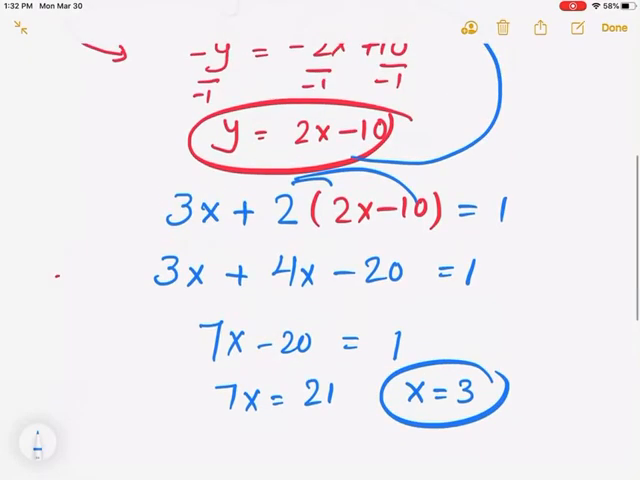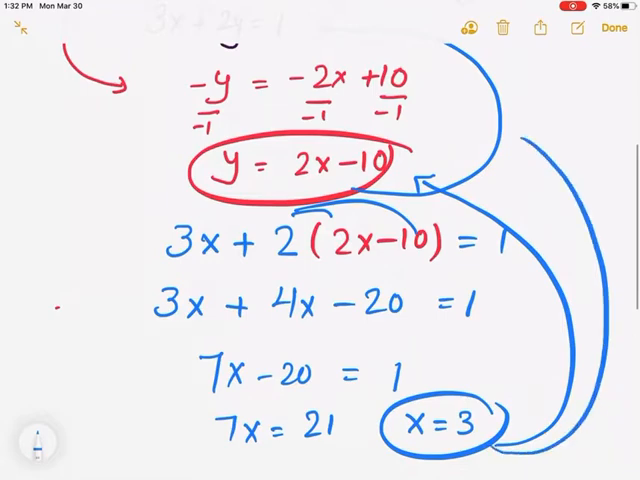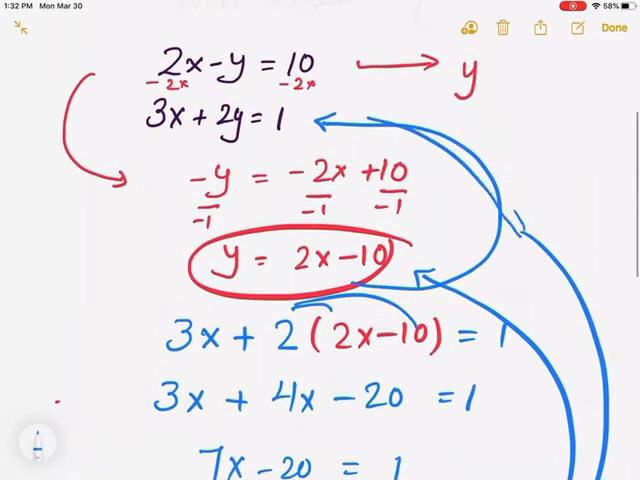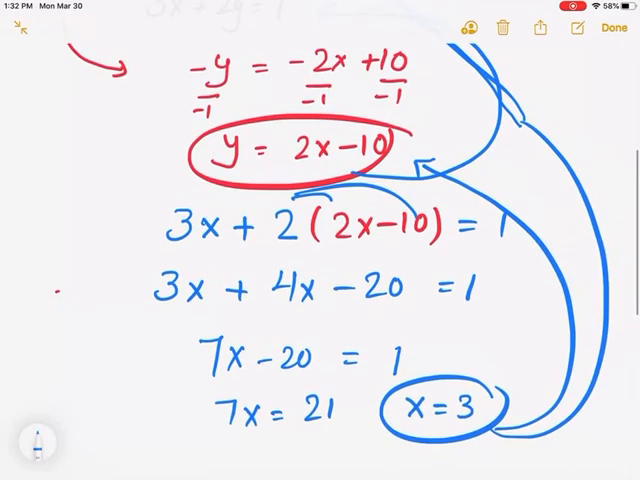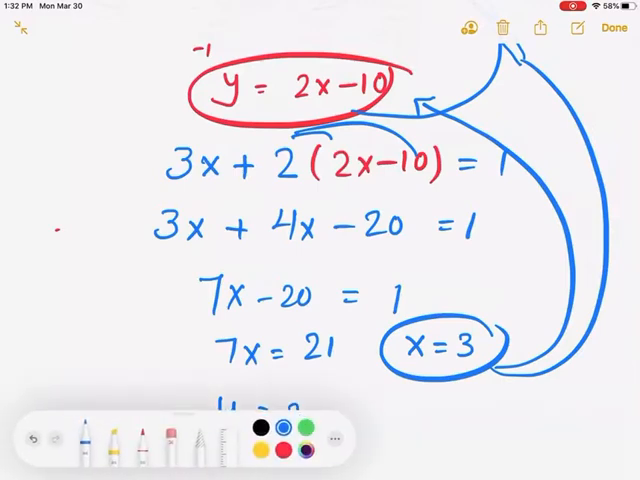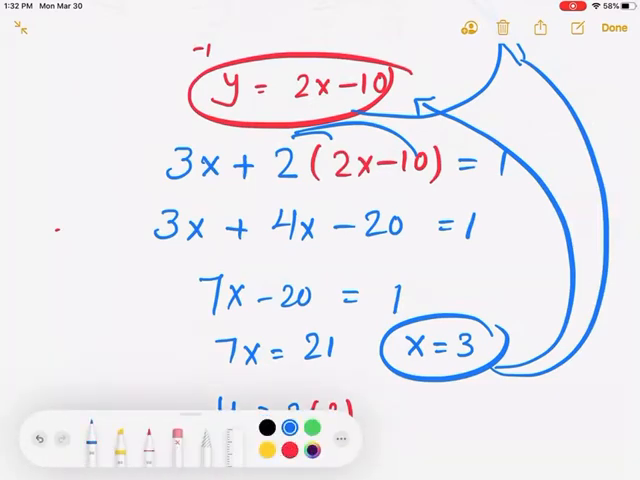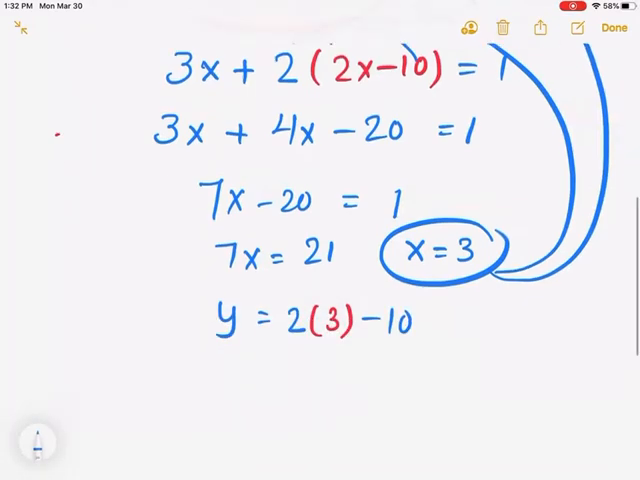So how do we solve for y? You have multiple options. You could plug into the simplified equation, or you can go back to any of the original equations, it doesn't matter. But this new equation is always the easiest one to plug into. So y is equal to 2 times 3 minus 10. Let's simplify. It's 6 minus 10, so my answer is negative 4. Finally, I have 3 and negative 4 as my solution.